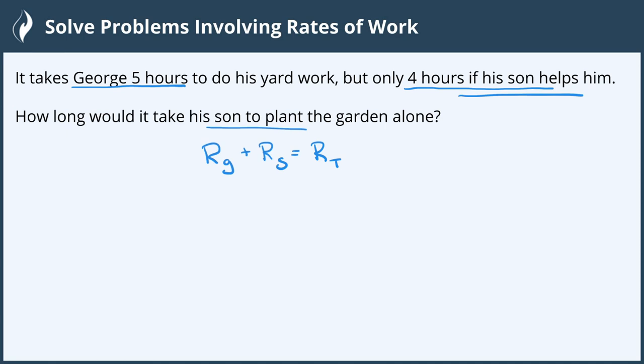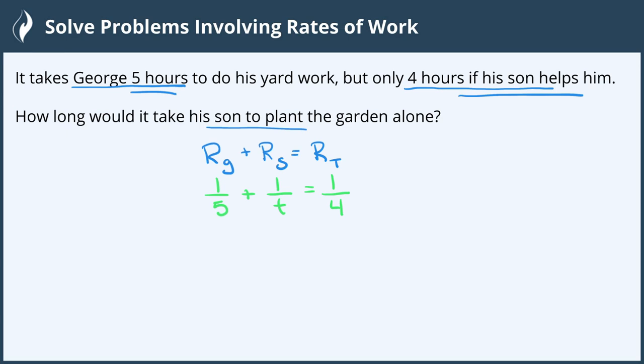Now let's talk about the rate at which George works. George can complete the entire yard in 5 hours. So the rate that George works is 1 job done in 5 hours. The rate at which his son works we don't know, but we do know that it should be 1 entire yard, 1 job, in a certain amount of time. So we're going to put T for time. We do know the rate at which they can complete the job together, 1 entire job finished in 4 hours.